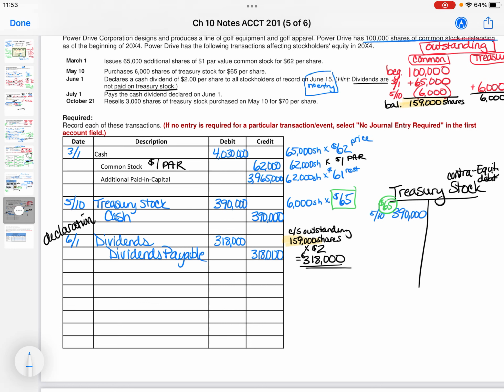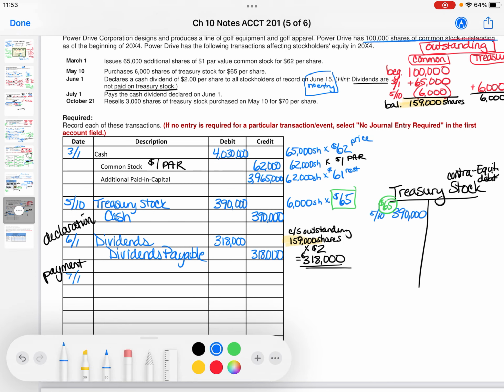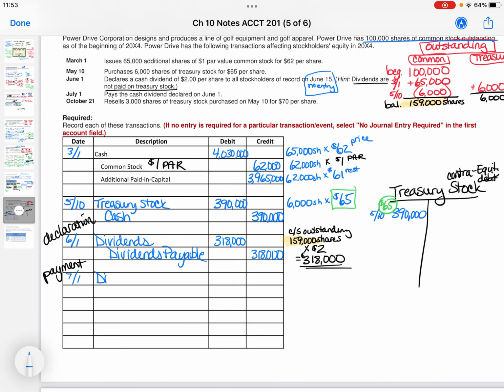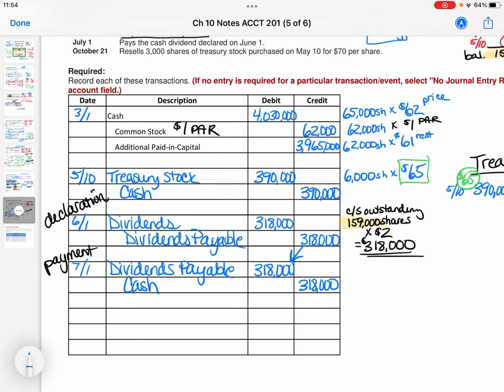Now on July 1st, we'll actually pay the dividends. So my entry here, this is the payment entry. Pretty easy. We know the amount. It's already been calculated. We debit dividends payable. That will zero out this account, $318,000. So you see what we credited it, now we're debiting it, and then we credit cash, $318,000. That's our payment entry.